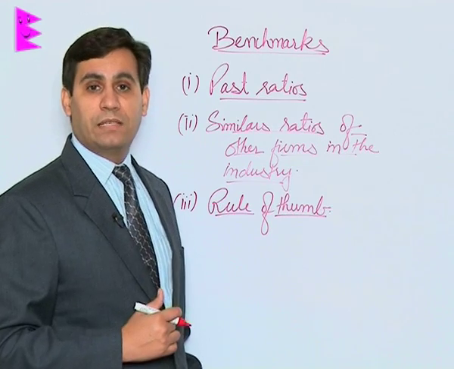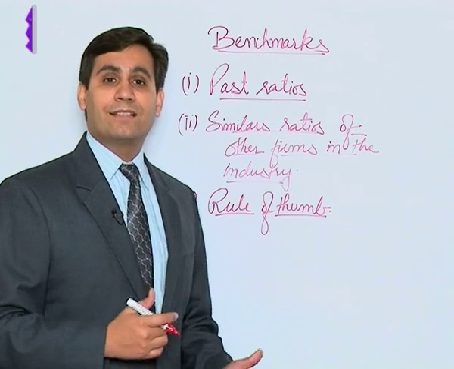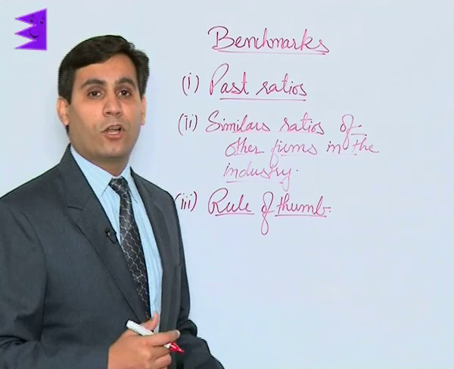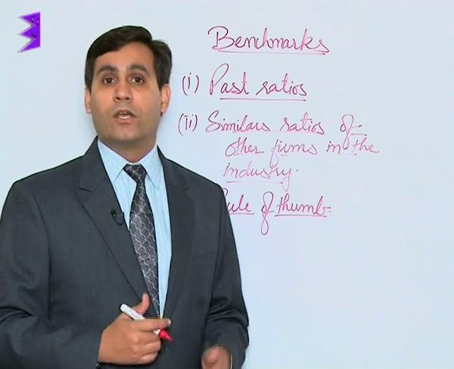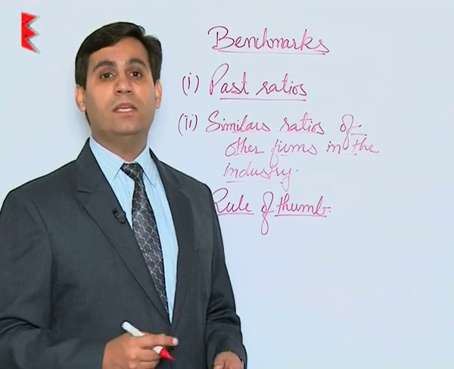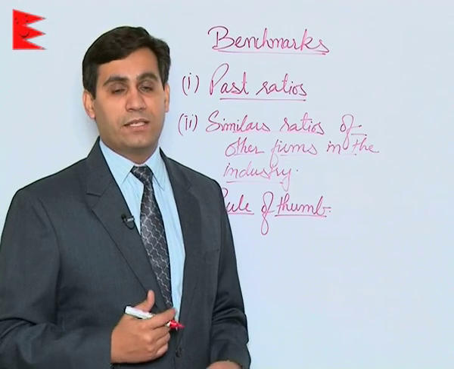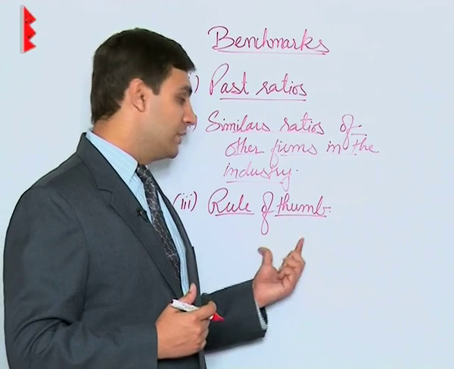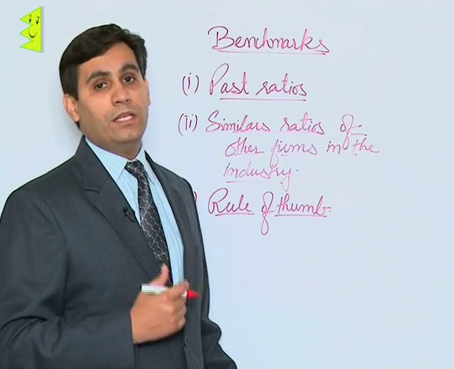Like for example, in current ratio, it is generally taken as a rule of thumb that the current ratio should not be less than 2:1, or we can say that the current asset should be twice the current liabilities. Now remember, this rule of thumb should be used very cautiously.